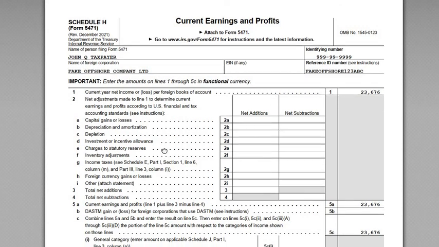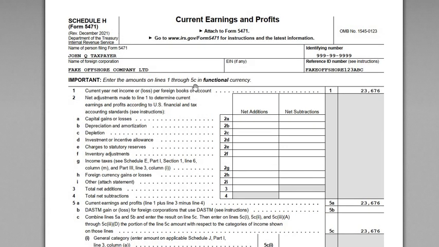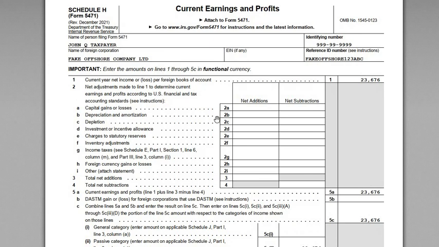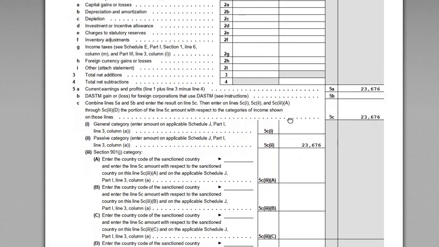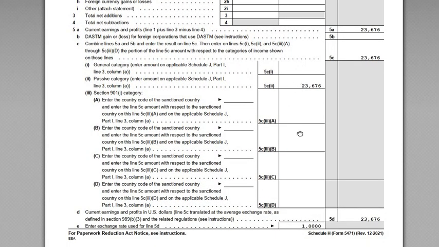So when you're completing lines 1 through 5C, as it notes here, you should use the functional currency, right? So this company is just using US dollars as its functional currency, so we don't have to do any kind of translation adjustments up here. But if you were completing this in British pounds or euros or whatever it might be, make sure that you're entering lines 1 through 5C using the functional currency. And then any kind of translation adjustments using the average exchange rate are done here at the bottom.